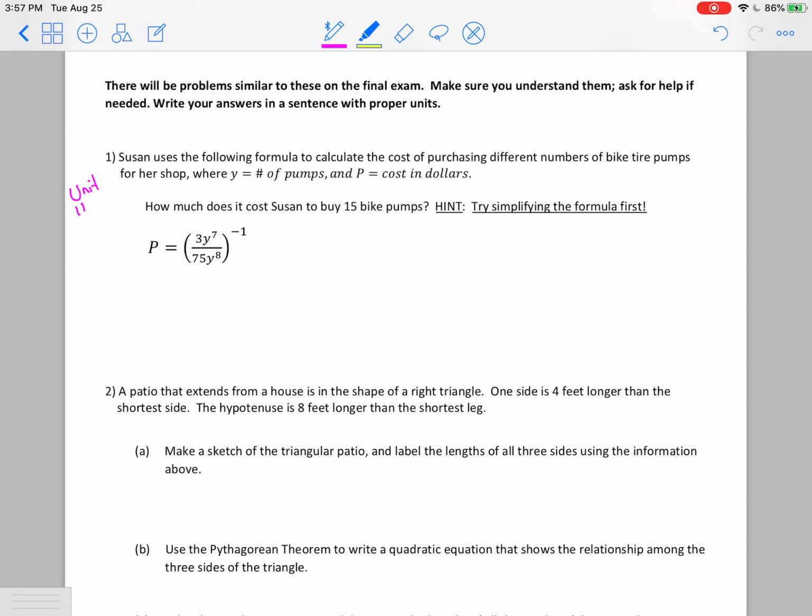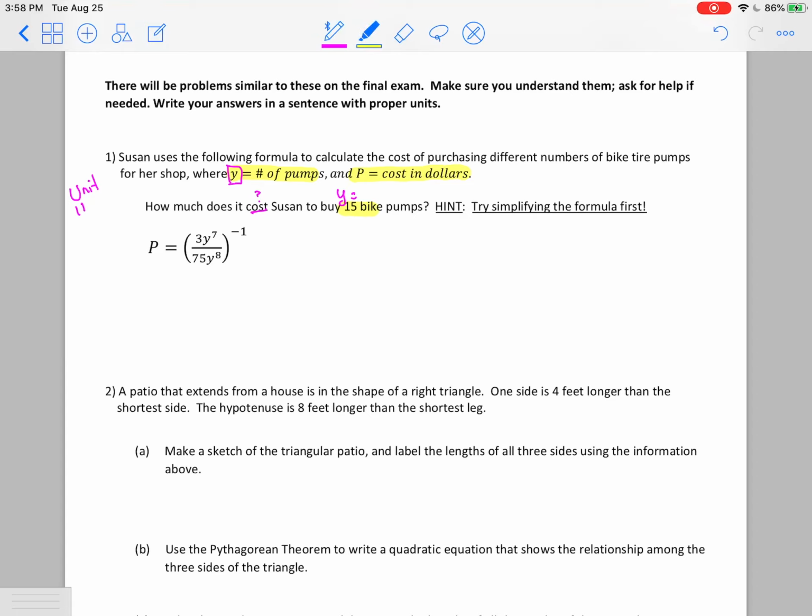Susan uses the following formula to calculate the cost of purchasing different numbers of bike tire pumps for her shop, where Y is equal to the number of pumps and P is equal to the cost in dollars. The question asks, how much does it cost Susan to buy 15 bike pumps? We know that bike pumps are Y, so we want to plug in 15 for Y to figure out what the total cost would be, because the cost is what we're looking for.